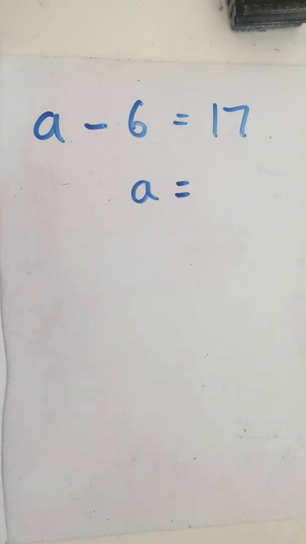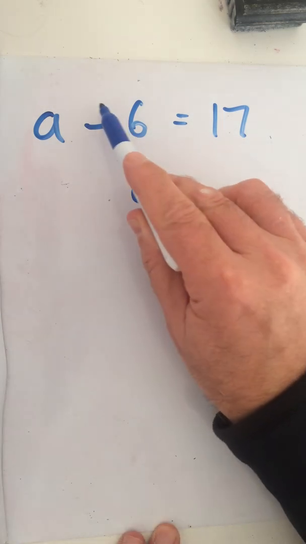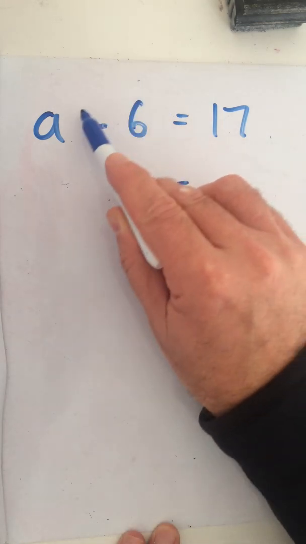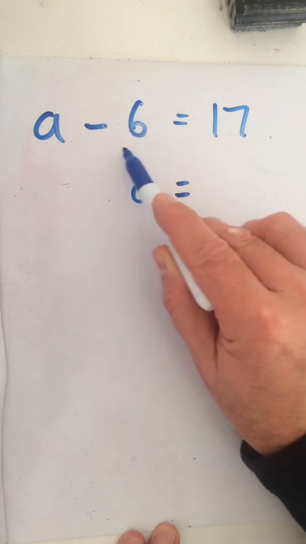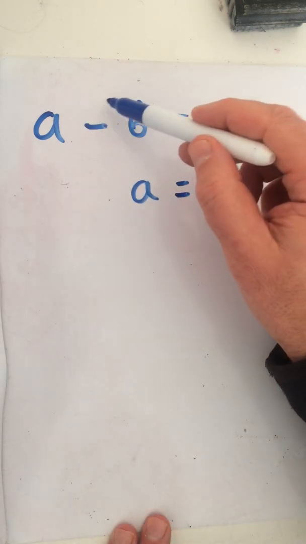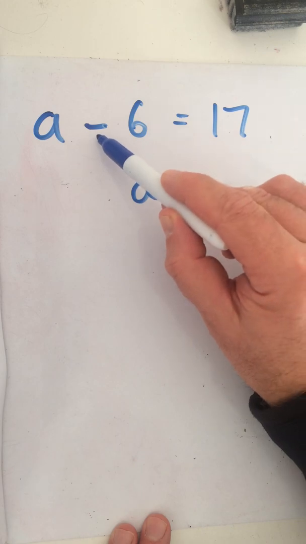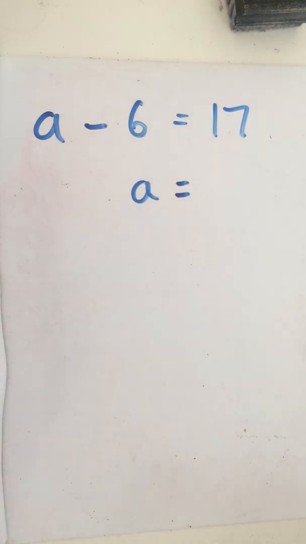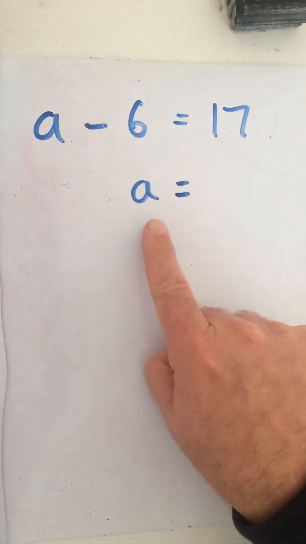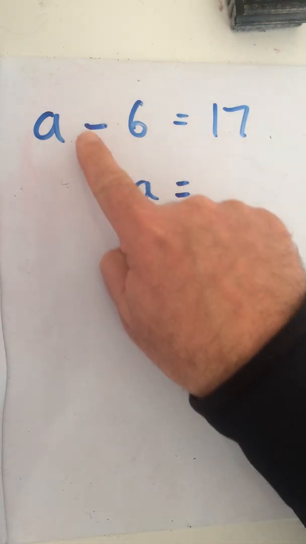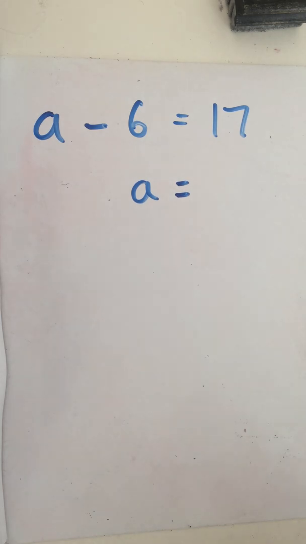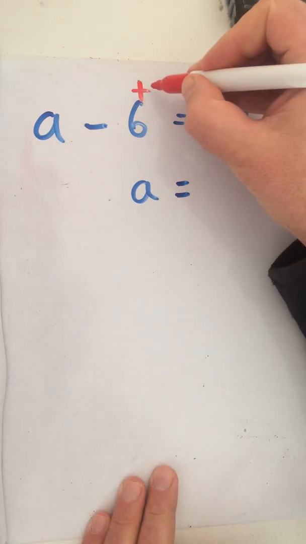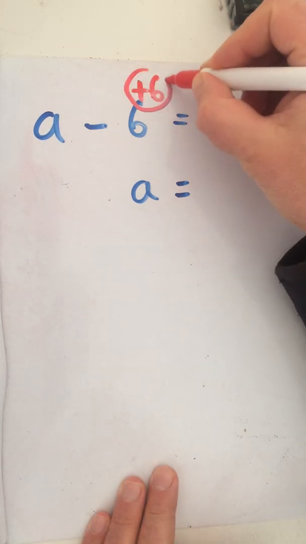What we're going to do now is, remember, this is a negative 6. Remember when we're looking for like terms, the negative sign is there, so it's a negative 6. So therefore, to get rid of that negative 6, because I want to be left with A here, I add 6 to it. So could we please then do that, okay?